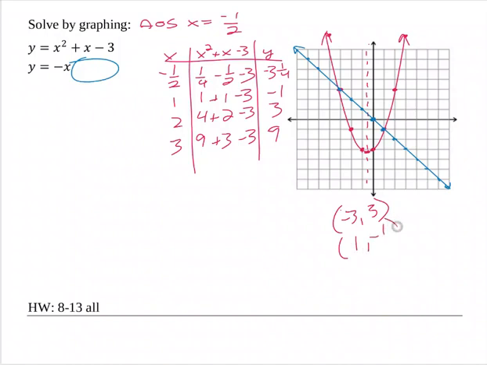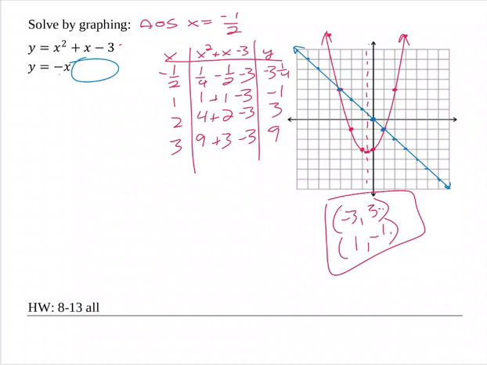1, -1, -1. So these ordered pairs, remember, represent the places where both graphs exist. These ordered pairs would be solutions for both equations. So if you wanted to check yourself to make sure that you're right, you would take the first ordered pair and plug it into this equation to see if you get a true statement. Plug it into this equation to see if you get a true statement. And if you got a true statement in both, then you were correct.